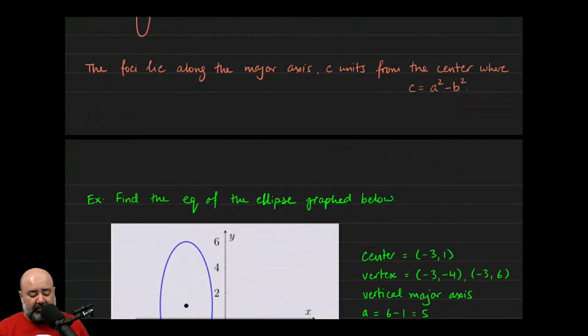Just like with the parabola, the foci, in this case there's two of them, lie along the major axis, c units from the center, where c is, this should be a square. Let me fix it very quickly. c squared is equal to a squared minus b squared.